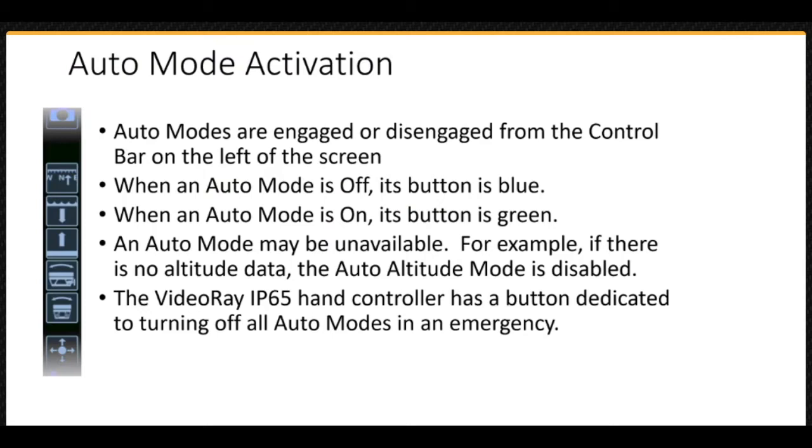Auto mode activation. Auto modes are engaged or disengaged from the control bar on the left of the screen. When an auto mode is off, its button is blue. When an auto mode is on, its button is green. An auto mode may be unavailable. For example, if there is no altitude data, the auto altitude mode is disabled. The VideoRay IP65 hand controller has a button dedicated to turning off all auto modes in an emergency.